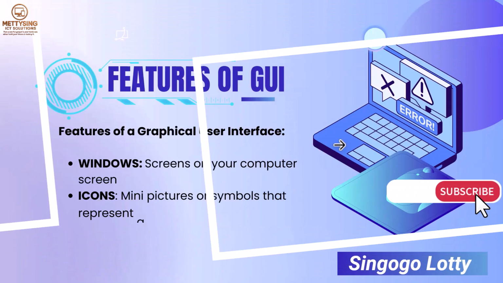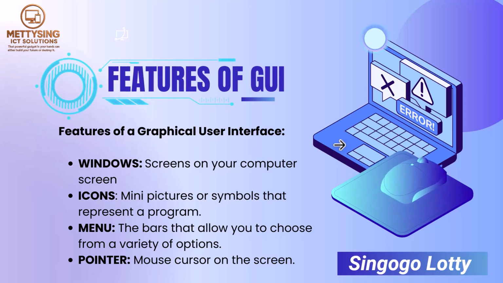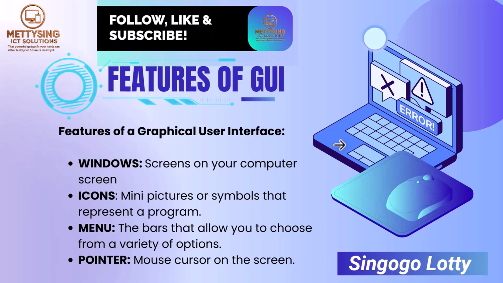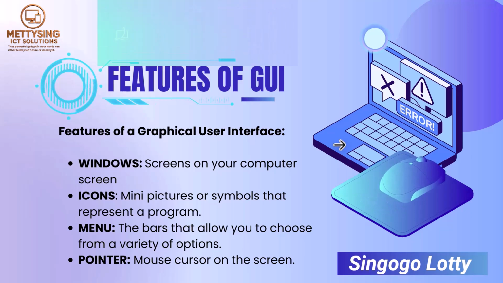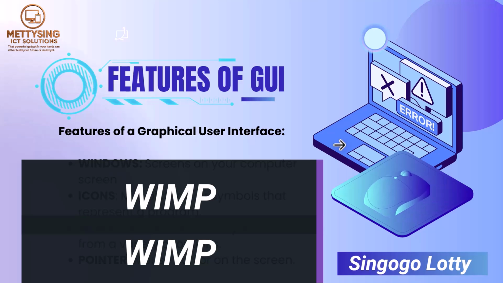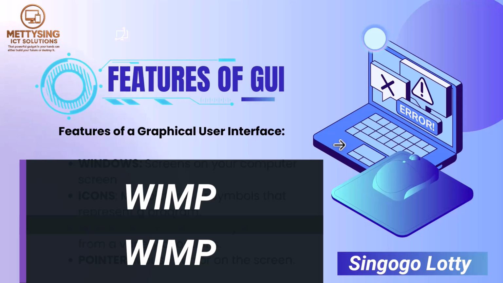Now today I just want to fully focus on the graphical user interface, and something that you really need to appreciate about it is that it has features. The simplest way to master these features is to abbreviate them in one word called WIMP. So you're going to have W for Windows, I for Icon, M for Menu, and P for Pointer.